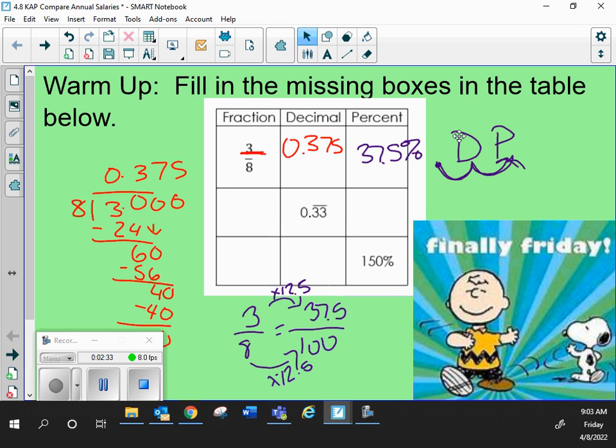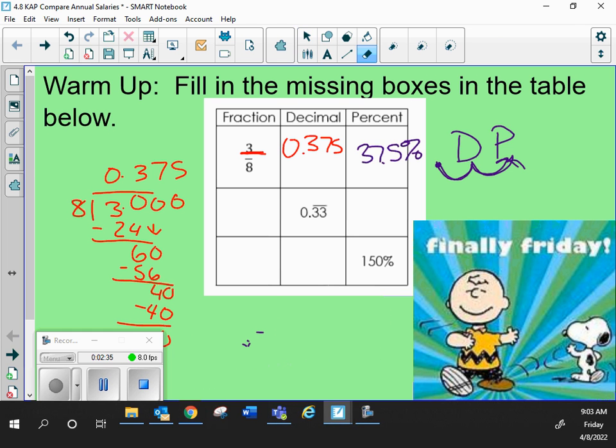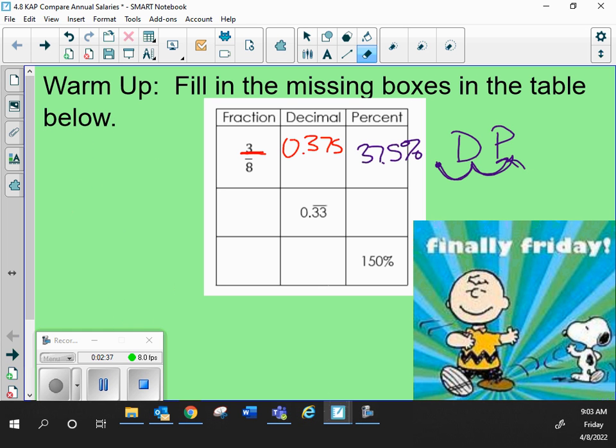All right, 0.3 repeating class. What alert should be going off in our head? That is what fraction? 1/3. Very good. That repeating is a big thing. Taking it to a percent, volunteers. What would that be, Maria? 33.33. Does it keep repeating? Yes. Yes, it does. Very good.